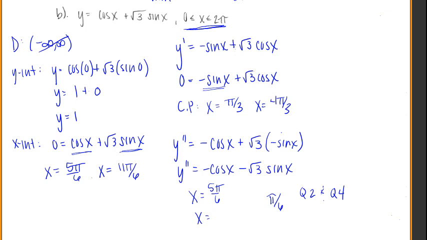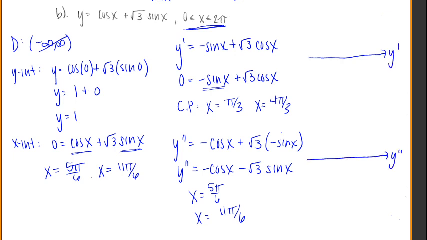All right, so now I think at this step we're ready to start getting into our sign chart so we can see about our intervals of increasing and decreasing, and then also about our concavity. So let's do one sign chart for our first derivative. Let's do one sign chart for our second derivative. On our first derivative one, we're going to have the critical points of pi over 3 and 4 pi over 3. And on the second derivative, we'll have our points of inflection of 5 pi over 6 and 11 pi over 6.